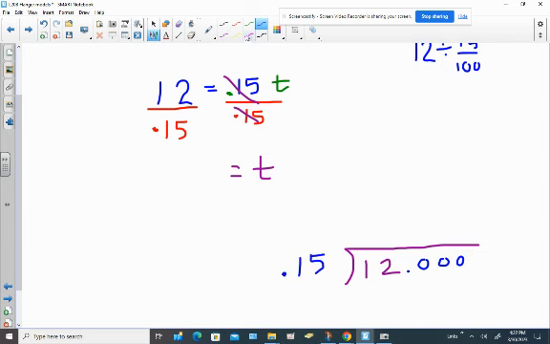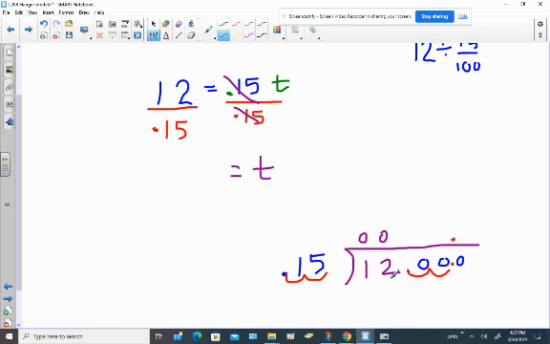But I want to remind you that when you have a decimal divisor, you have to count over 1, 2. We're essentially multiplying that by 100. If we multiply this by 100, we have to multiply this by 100, which means the decimal is going to go right here. So to get you started, 15 won't go into 1.